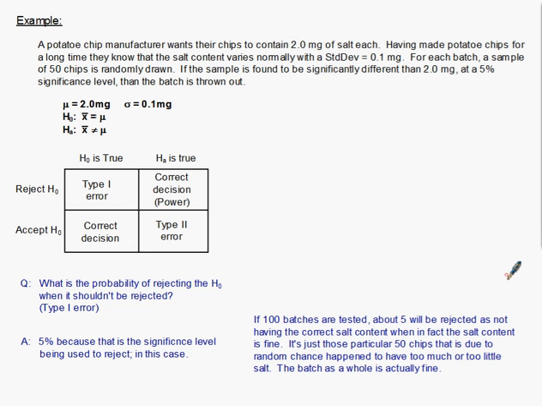And you can see that. I'll do a quick normal distribution. Here is our batch, and we're taking our sample mean. These are actually our sample means. Well, there's a chance that just due to random chance, a sample mean might be kind of low or kind of high just because those particular 50 chips had a lot of salt on them. But in fact, the whole batch is the same, but we would end up rejecting the whole batch given that.